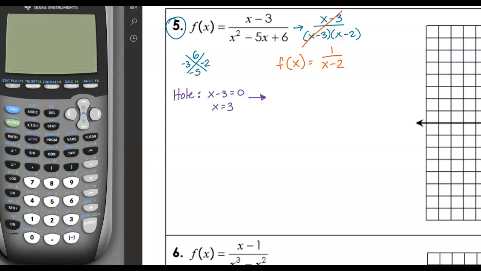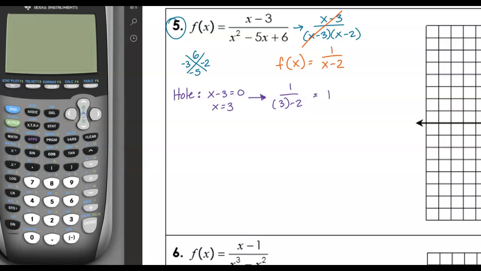Yes. Now, I'm not going to plug it into the original because if I plugged it into the original, I would get an error, right? Because I would technically be dividing by 0. So we're going to plug it into this simplified form. 1 over 3 minus 2. 3 minus 2 is 1.